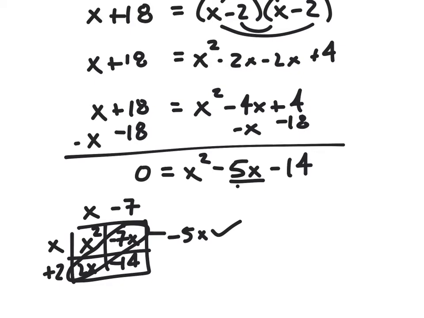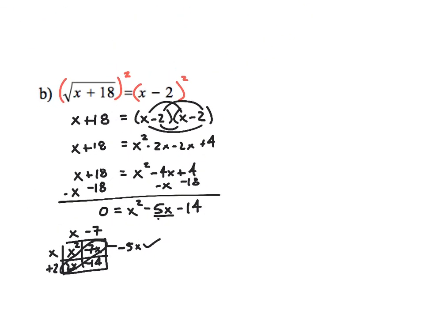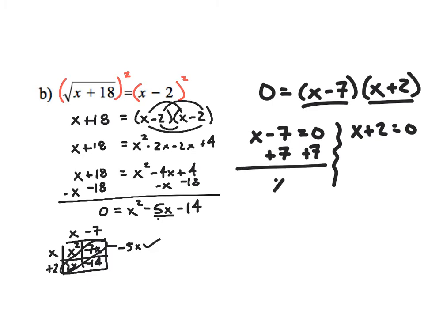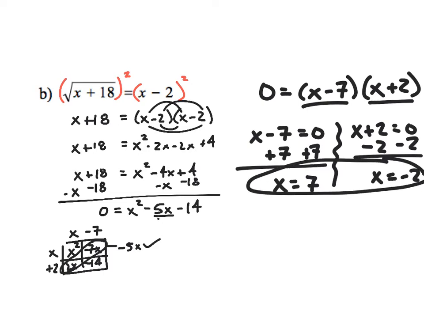So what this does is this is going to factor now. Let's rewrite our equation. 0 is equal to x minus 7 times x plus 2. Now, since I factored this, what I want to do is set each of these binomials equal to 0 and solve for x. So I've got x minus 7 is equal to 0, and then I've got x plus 2 is equal to 0. I'm going to add 7 to both sides, and I get that x is equal to 7. I'm going to subtract 2 from both sides, so I get x is equal to negative 2. So these are my solutions, but I need to check them to see if they're extraneous.